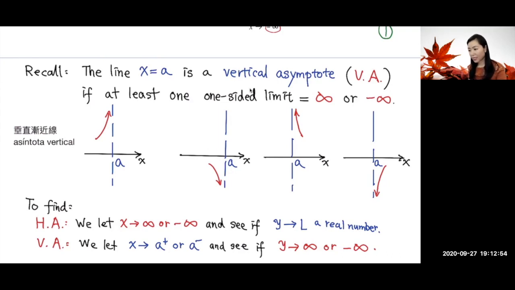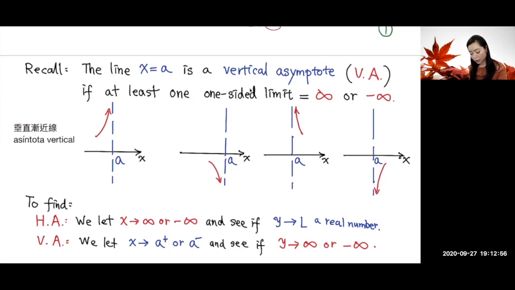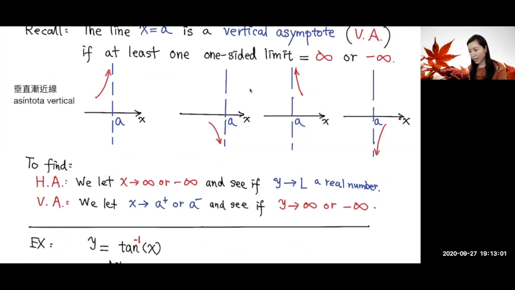So you see the difference between horizontal asymptote and vertical asymptote? Basically, let's put them together and compare them. To find a horizontal asymptote, we let x go to infinity or negative infinity and see if y approaches a finite number. And for a vertical asymptote, we let x go to a from the left side or the right side and see if the y value goes to infinity or negative infinity. So that's how we find a vertical asymptote.